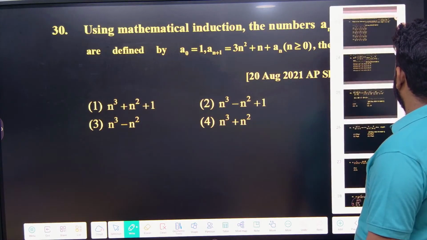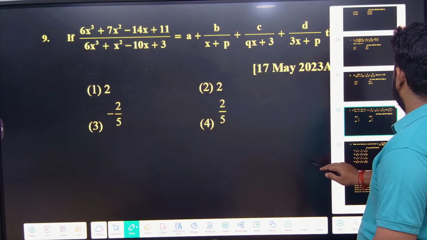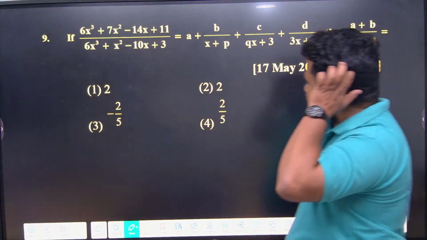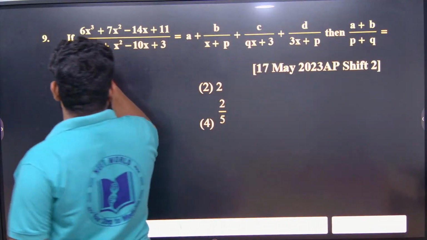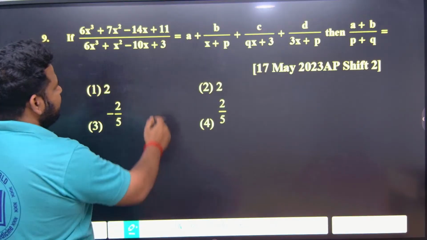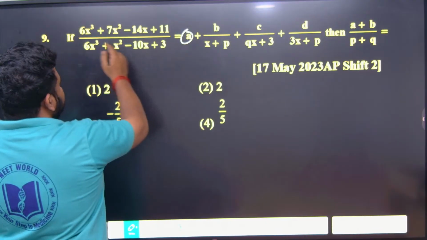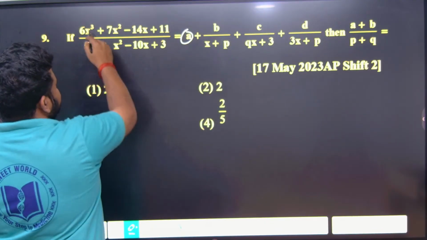So improper, this is the question we are having, improper. See here, both are of the power 3, degree is 3, same, so this is improper. Now what is the value of a? Is it linear or quadratic or whatever? Both the powers are same, so this is 3 minus 3, that is 0.